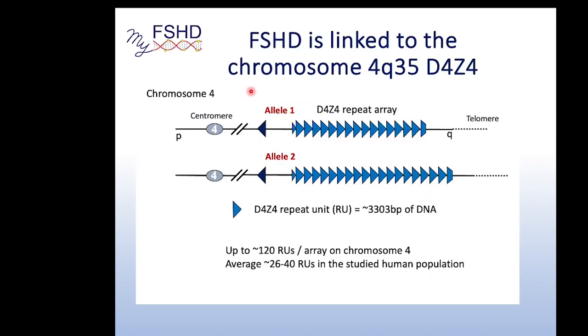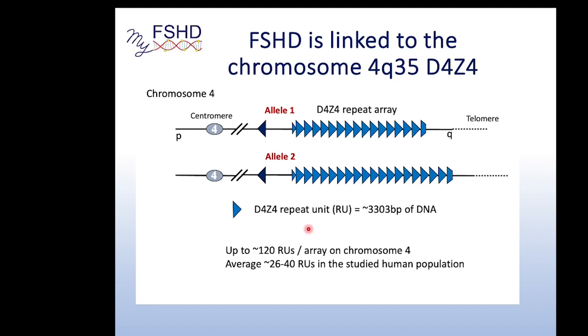So the key region of the genome for FSHD is the chromosome 4q35 D4Z4 repeat array. Okay, so you'll remember you have 23 pairs of chromosomes, so 46 total chromosomes, and you have one each from mom, one each from dad, so you have two chromosome 4s. And each chromosome 4, on the long end, the Q arm of the chromosome, at the very tip, there's what we call a D4Z4 repeat array.